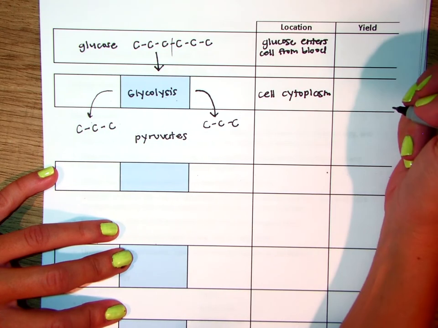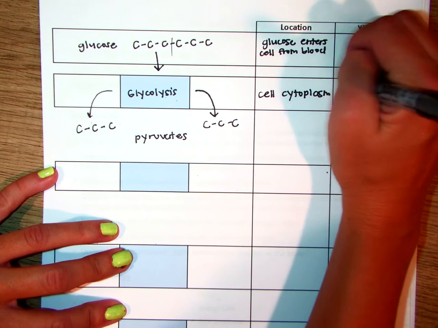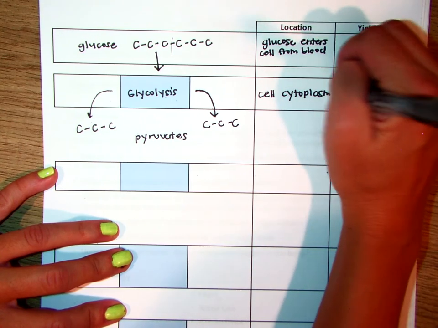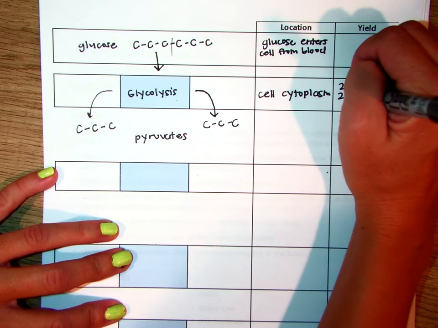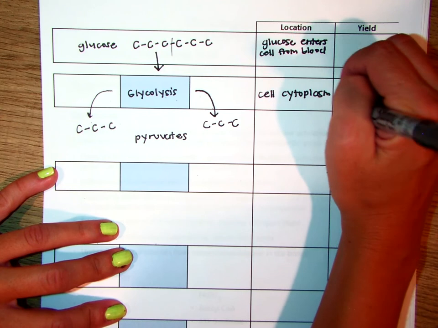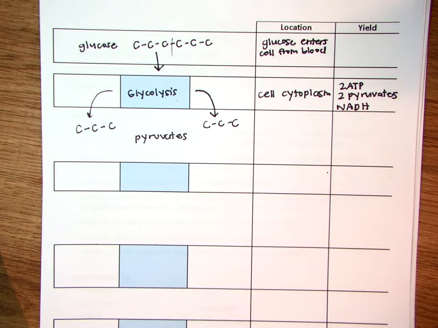And what it yields is just the energy from that bond breaking. We're going to get 2 ATP from that. We're going to get the 2 pyruvates that you see. And we're going to get some NADH. That is that hydrogen ion and electron carrier that's going to take that in the end to the electron transport chain.